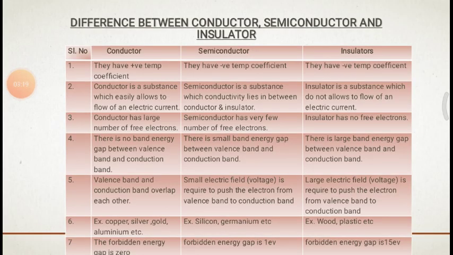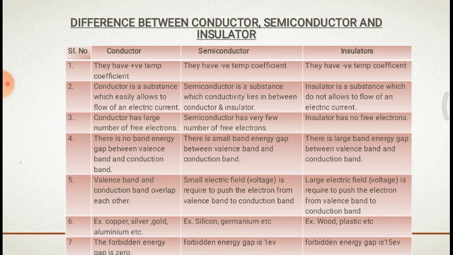First one, conductor has a positive temperature coefficient, semiconductor negative and insulator also negative. Next, you know the definition. What is that? Conductor allows the electric current, semiconductor conductivity lies between conductor and the insulator, and insulator does not allow the current. Conductor has a large number of free electrons, semiconductor will have very few, and insulator will not have any free electrons.